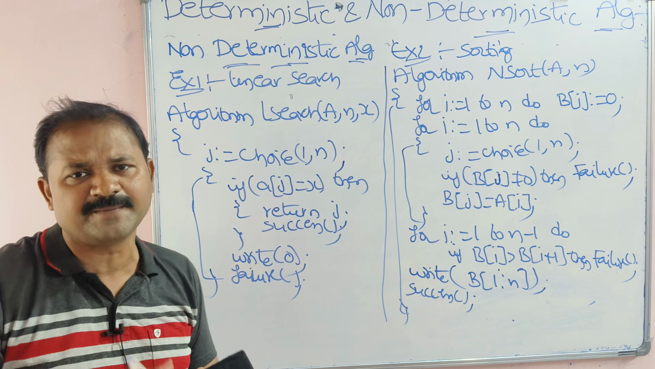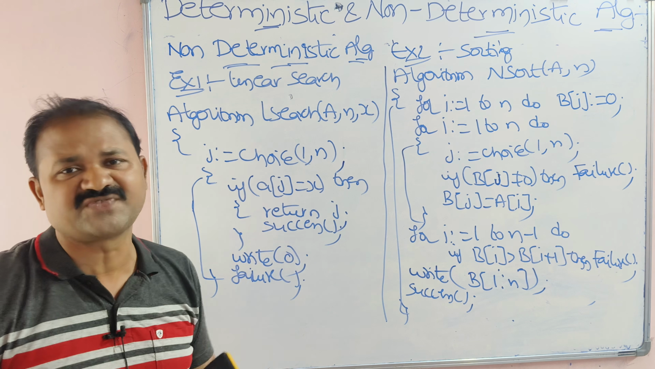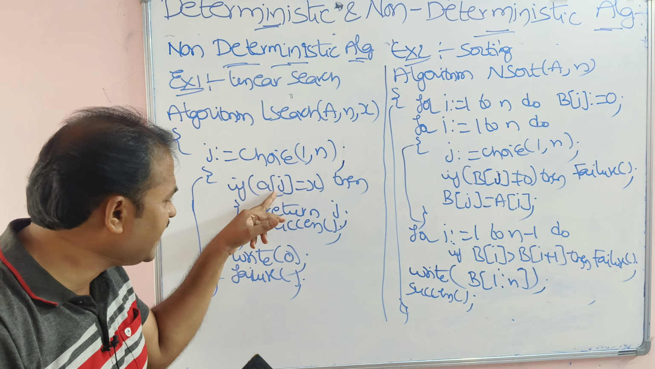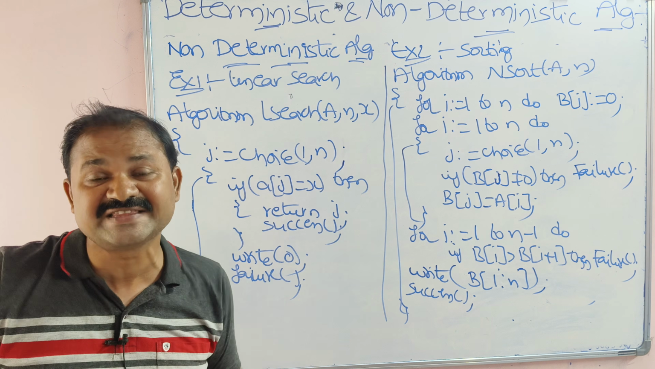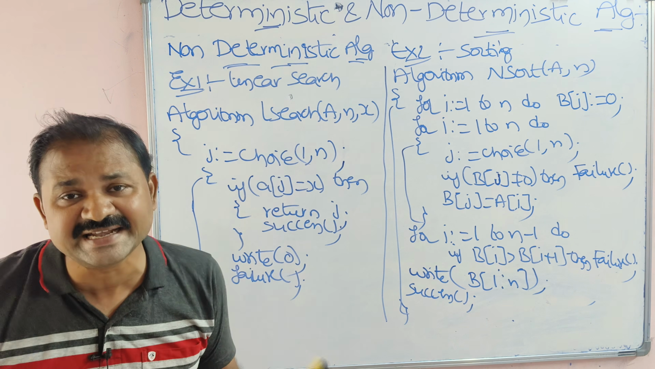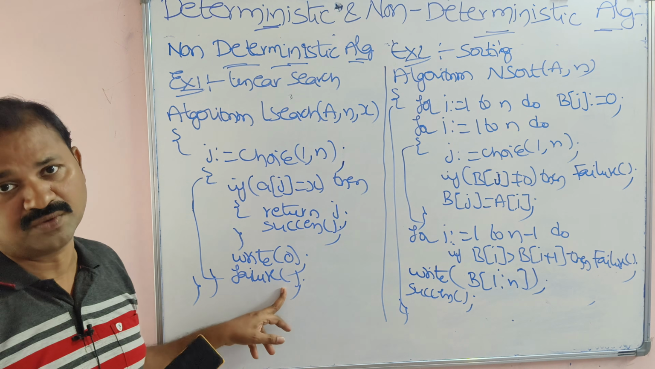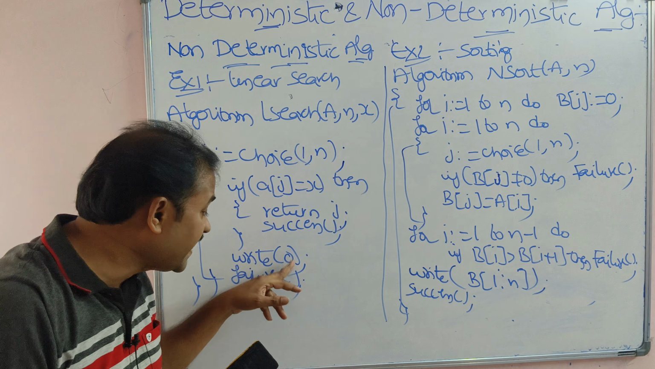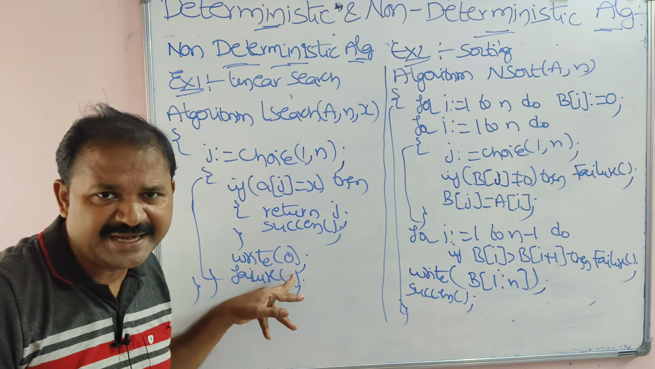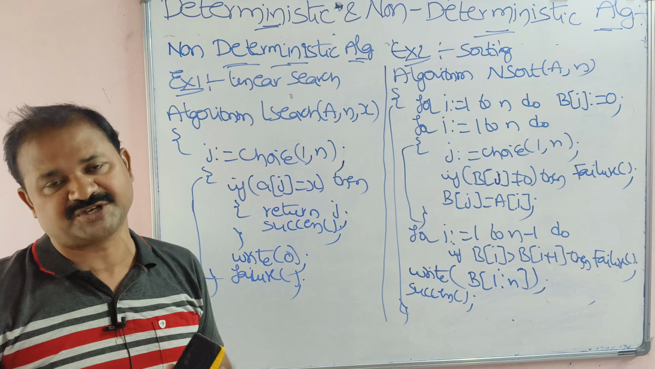For successful completion, we can use the success function. Suppose the array element doesn't match the key element, then we can say that it is unsuccessful completion. So return failure, and we are using write of 0. So this 0 indicates unsuccessful completion.